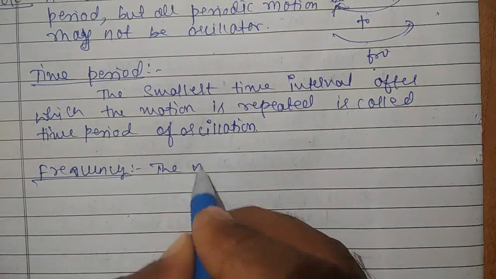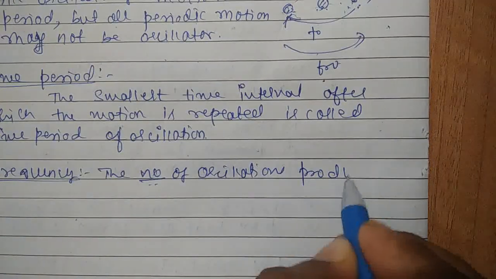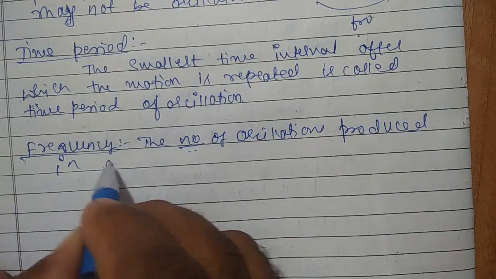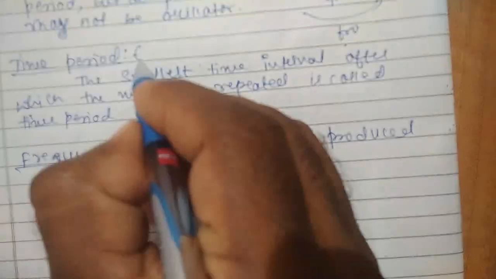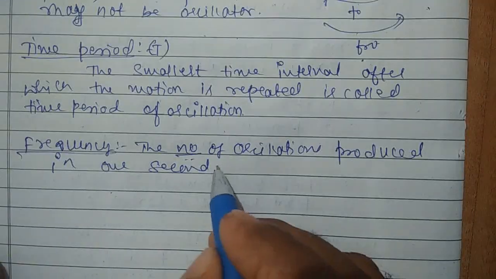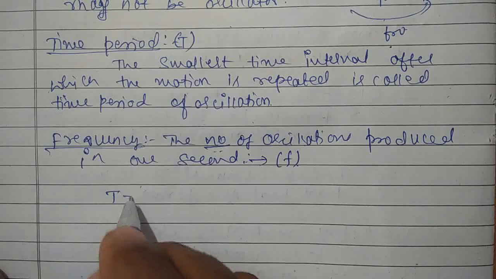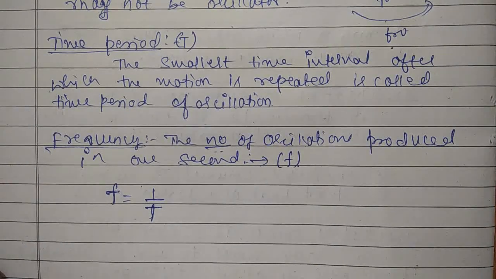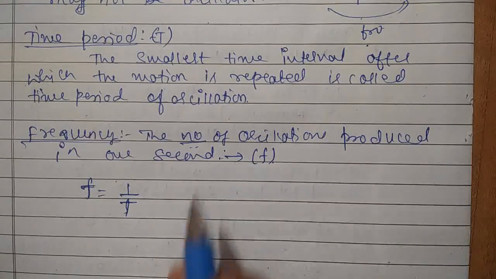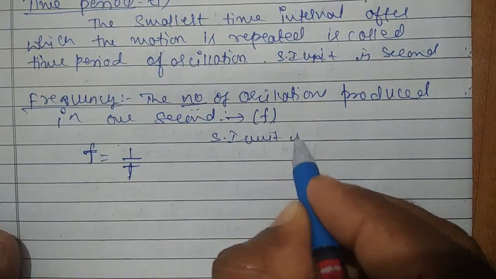Next is frequency of oscillation. Frequency is the number of oscillations produced in 1 second. Time period is usually represented by the symbol capital T, and frequency by the symbol small f. The relation between time period and frequency is T = 1/f, that is, f = 1/T. This is the relation between frequency and time period. The SI units are a little bit important. The SI unit of time period is second, and the SI unit of frequency is hertz.